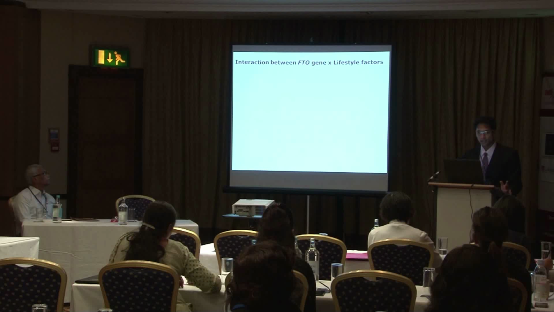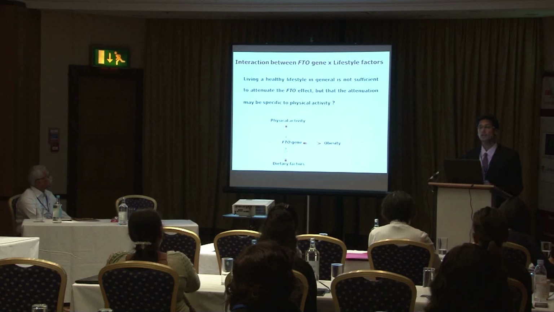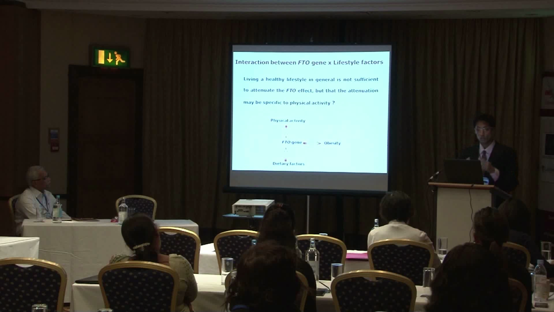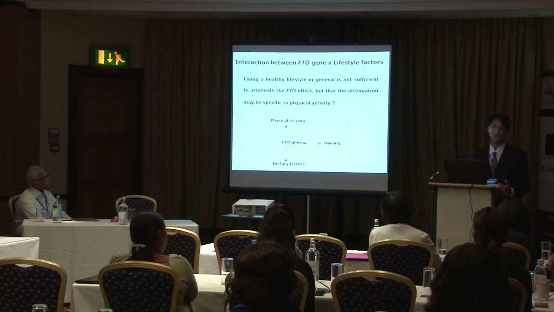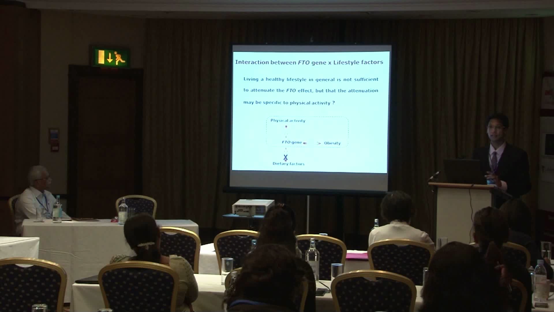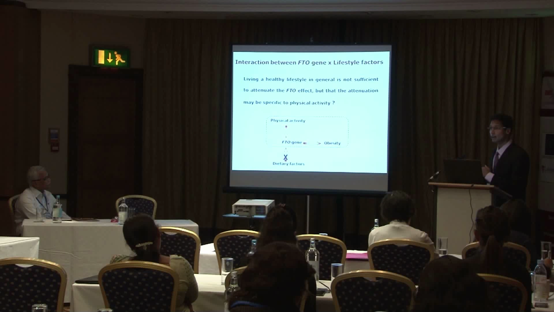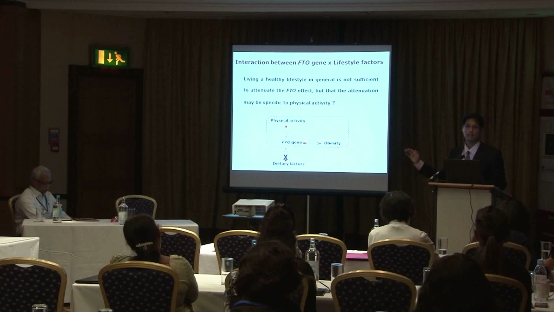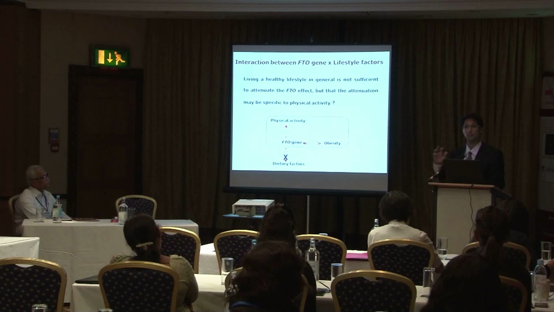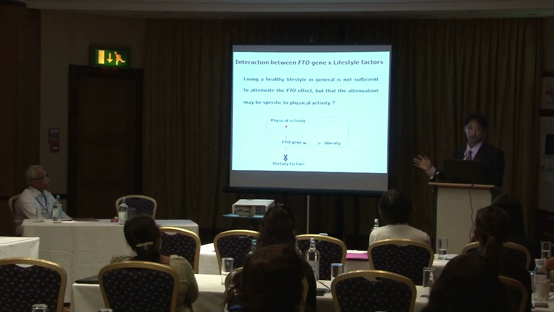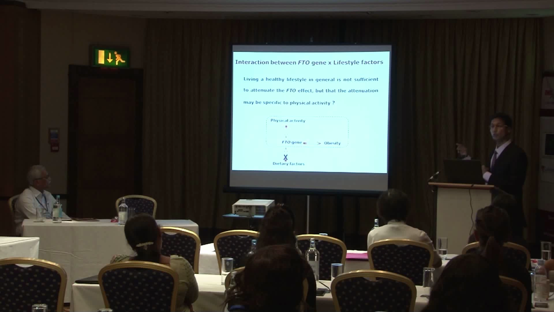So looking at this interaction between the FTO gene and lifestyle factors in general, one could hypothesize that living a healthy lifestyle in general may not be sufficient to attenuate the FTO effect. In order to attenuate the FTO effect, physical activity seems to be the most important component rather than lifestyle factors in general. However, this is very much a hypothesis, because the gene-physical activity interaction was conducted in more than 200,000 individuals from different parts of the world, whereas the gene-diet interaction was carried out in just 5 European populations. So until we do both the interactions within the same cohort of individuals, we will not be able to confirm this finding.